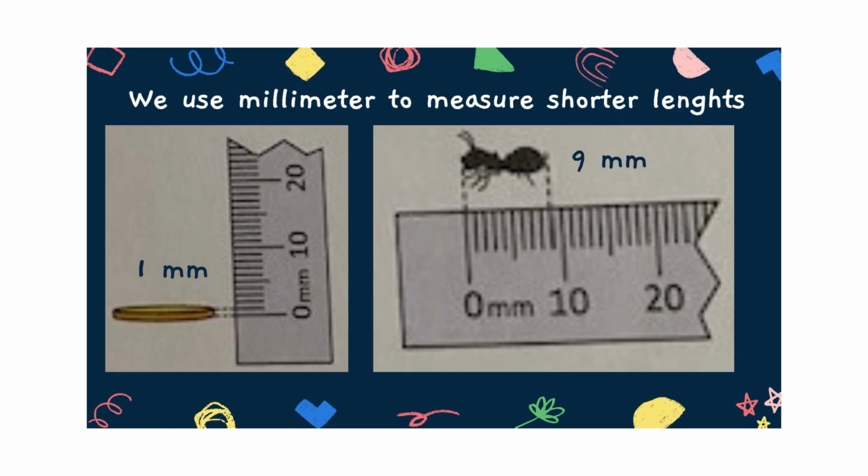We use millimeters to measure shorter lengths. For example, the coin there was measured as 1 millimeter. We cannot use centimeters because it's too thin to measure using centimeters. And the ant there is measured as 9 millimeters. So basically, we use millimeters to measure shorter lengths. If you have a longer length, we need to use another metric measurement, not millimeters. Millimeter is only used for the shorter length.